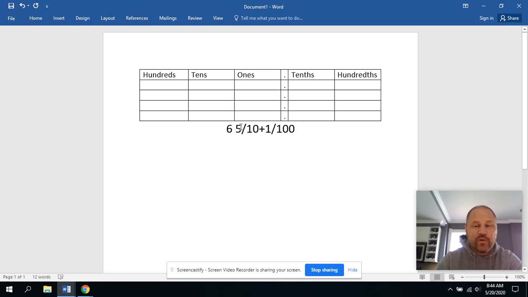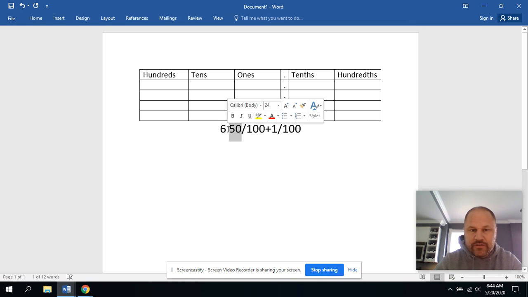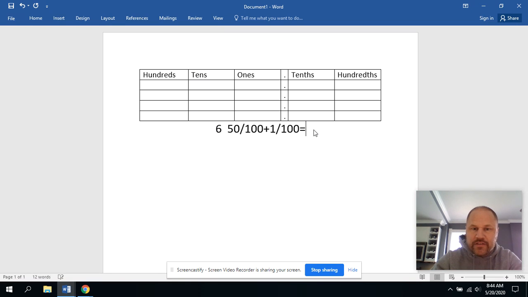5 tenths, what is that in hundredths? 50 hundredths, right? You have to add hundredths to hundredths, right? So 6 and 50 hundredths plus 1 hundredth equals, well, we still have 6, and then we have 51 hundredths. Now write it as a decimal.